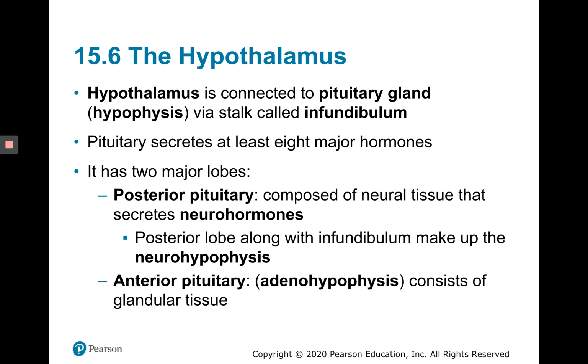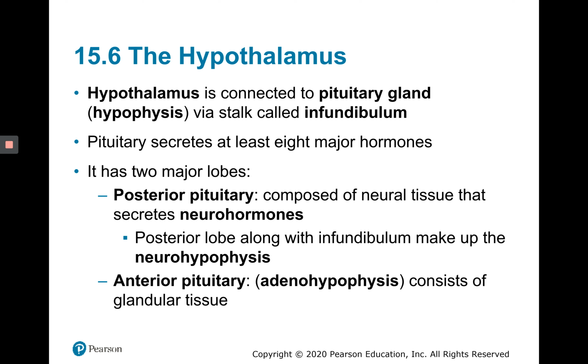We're going to move on now and look at specific endocrine glands, and we're going to start with the hypothalamus. The hypothalamus is kind of like the boss of the endocrine system, even though oftentimes the posterior pituitary, anterior pituitary, or the pituitary gland in general is sometimes called the master gland. It still answers to the hypothalamus. The hypothalamus is connected to the pituitary gland via a stalk called the infundibulum.